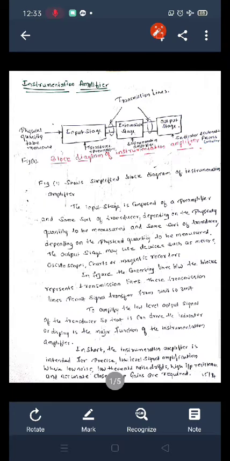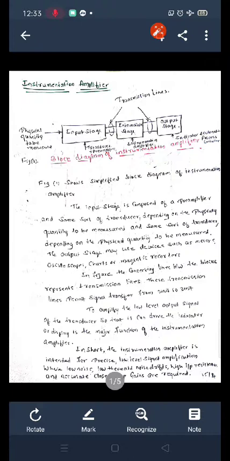Myself Anand. Today we are going to discuss the instrumentation amplifier, and how the instrumentation amplifier works when you are using a transducer bridge. So we are studying two topics. One is the instrumentation amplifier, that is the basic block diagram of the instrumentation amplifier, and how the instrumentation amplifier using a transducer bridge works. These are the two topics we are going to study today.